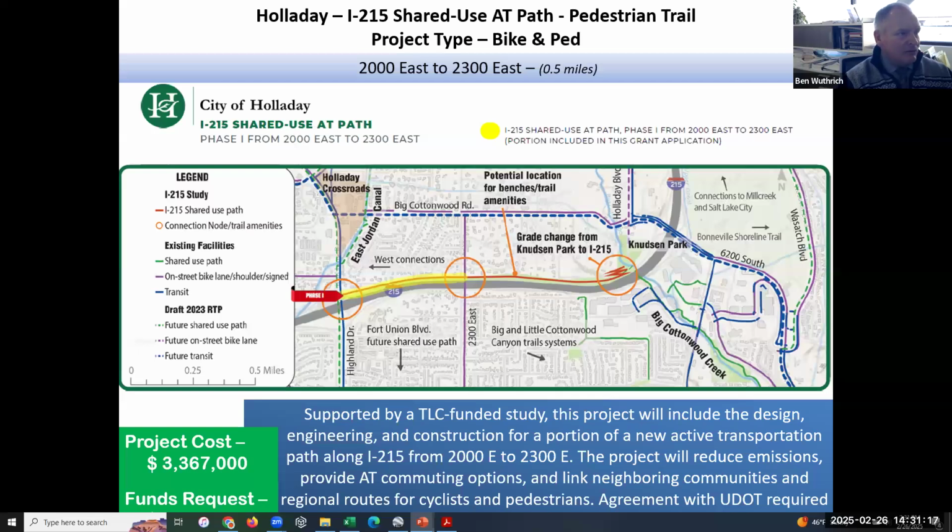Next project is a request from Holiday City on the I-215 shared use active transportation path between 2000 East and 2300 East, about a half a mile in length. Project estimated cost is 3.3+ million. Funds being requested is 3.1+ million.